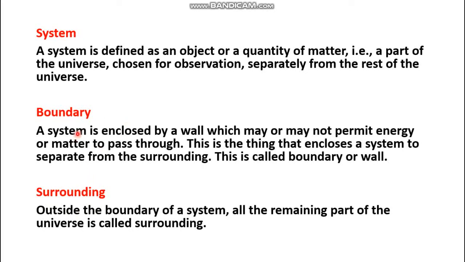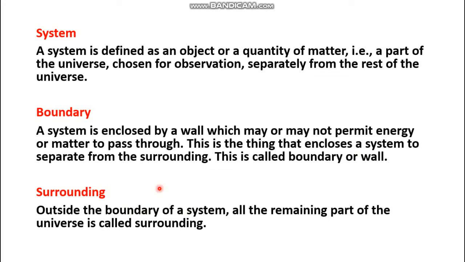before coming to surrounding, we have to know about boundary. So the system is separated from the rest of the universe by some wall, and that wall is known as the boundary, or simply it is called a wall. So what is the definition of a boundary? A system is enclosed by a wall which may or may not permit energy or matter to pass through. This is the thing that encloses a system to separate it from the surrounding. This is called boundary or wall.